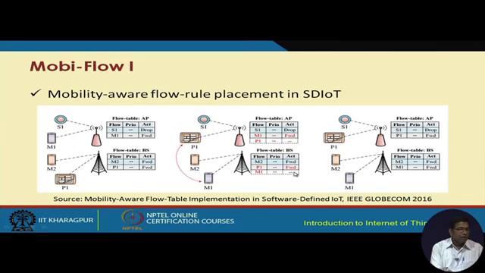But at the same time, we also know that flow table spaces are very limited. So we cannot simply have these flow tables grow with the addition of these flow rules. So what essentially has to be done is a scenario like this. So how can we do it? This is what MobiFlow talks about.